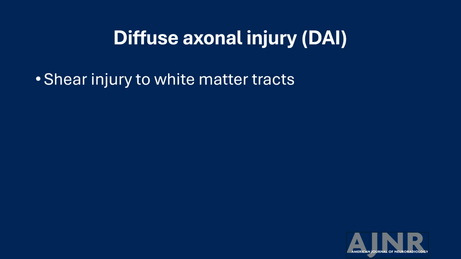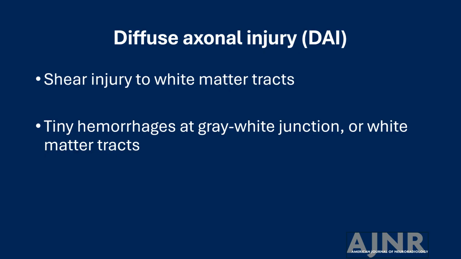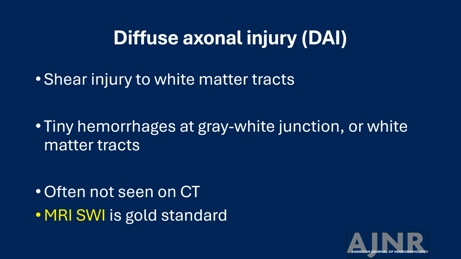DAI is caused by shear injury to the white matter tracts, and these will present as tiny hemorrhages at the gray-white junction or along other white matter tracts. This is often not seen on CT, and MRI with SWI is a gold standard for diagnosis.